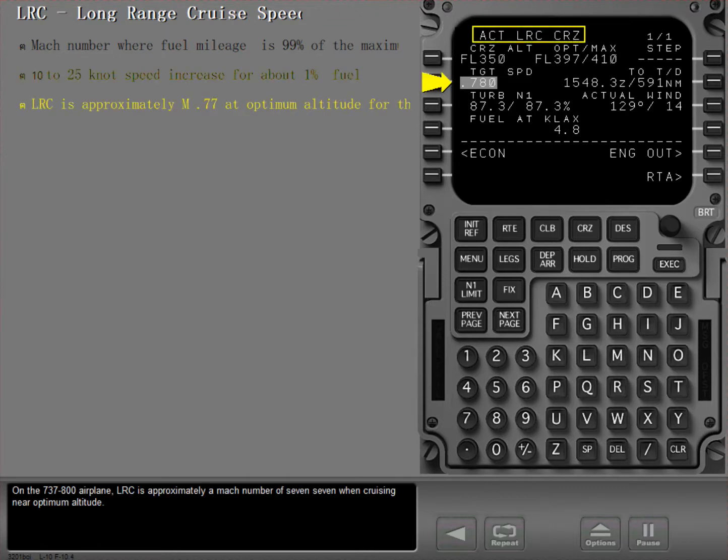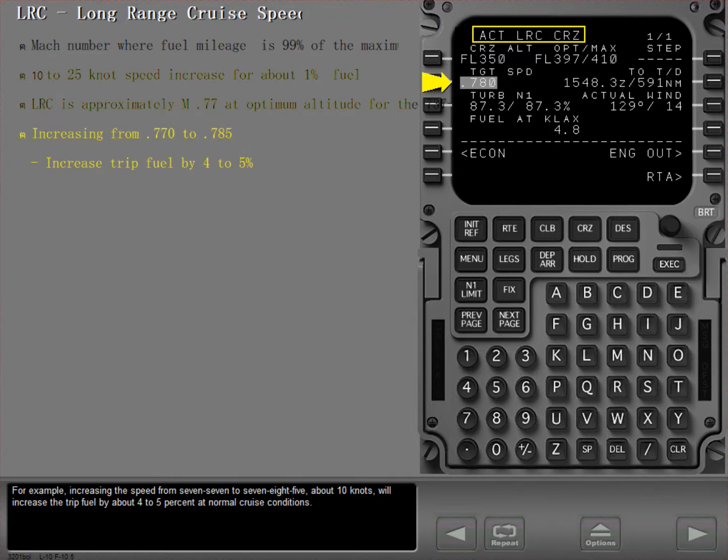On the 737-800 airplane, LRC is approximately a Mach number of 7.7 when cruising near optimum altitude. For example, increasing the speed from 7.7 to 7.85, about 10 knots, will increase the trip fuel by about 4 to 5% at normal cruise conditions.